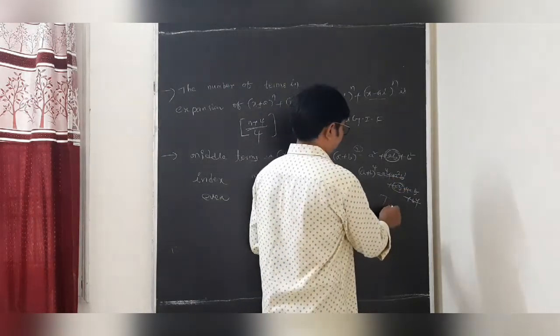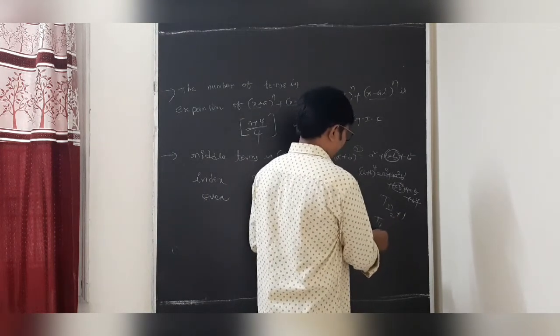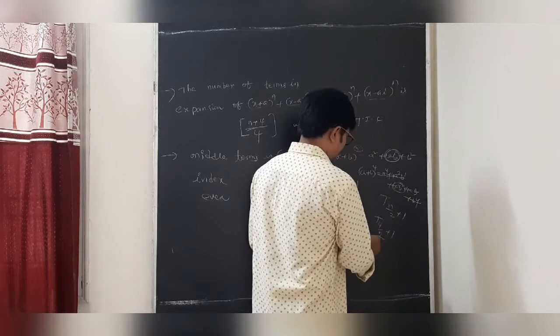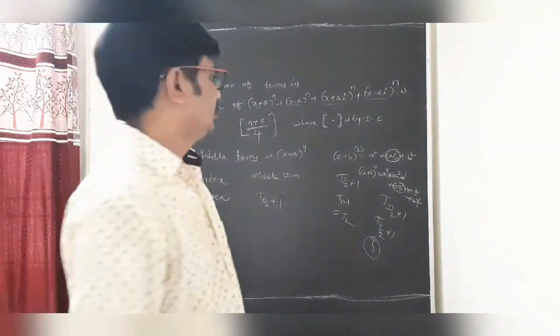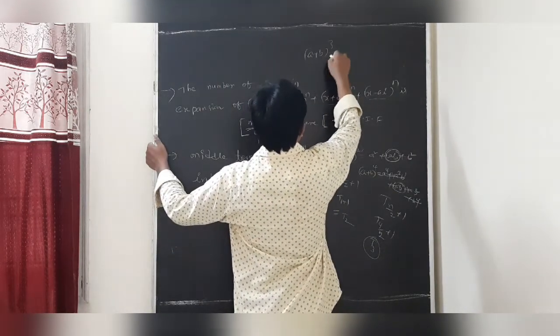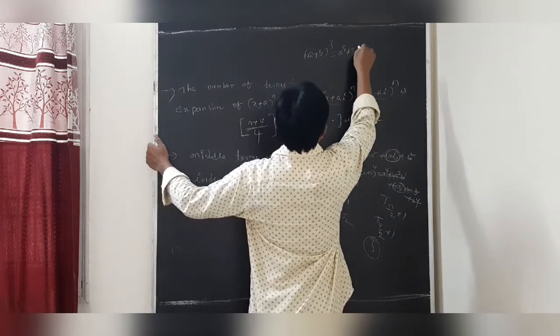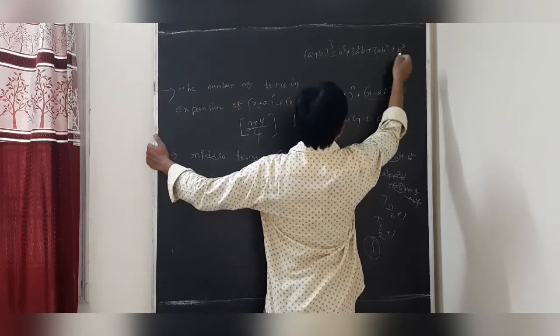So students, we can write it as n/2 + 1. Directly, it is 4/2 + 1, so T3 is the middle term. Suppose n is odd. What is the formula of (a + b)^3? (a + b)^3 is a^3 + 3a^2 b + 3ab^2 + b^3.